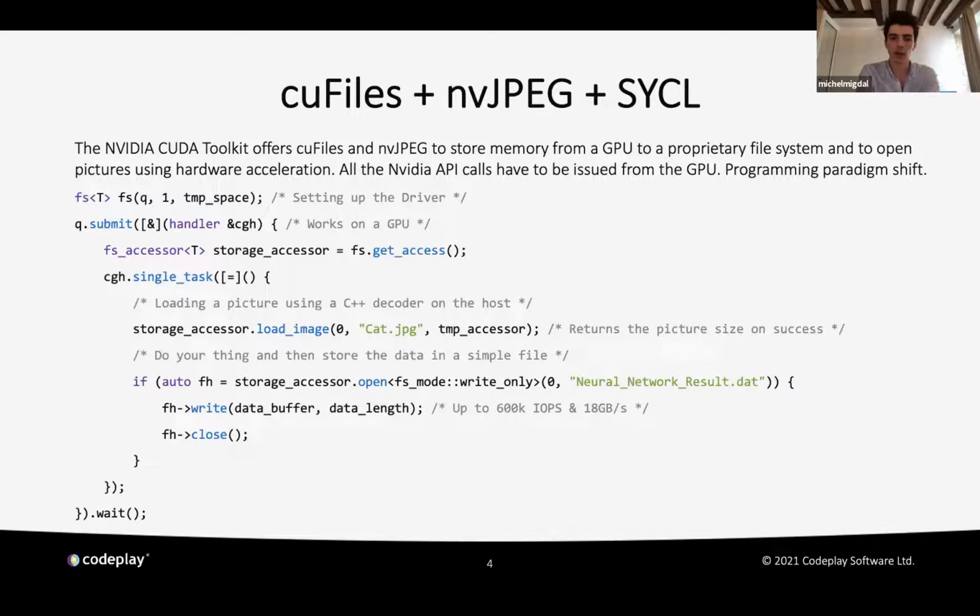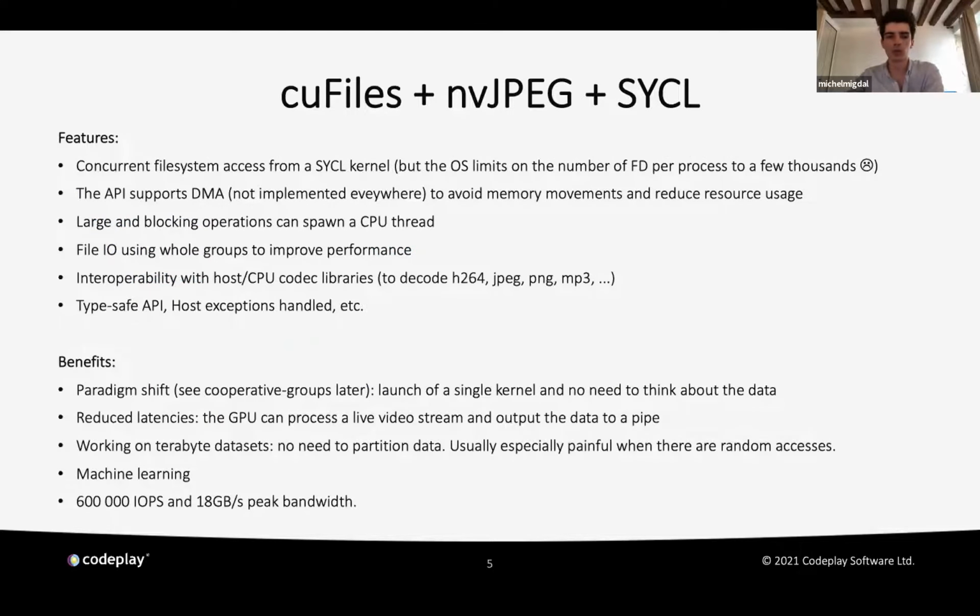And so you can load images, pictures, stream, audio, whatever you want. You can also load binary files. So here you can see that after using the accessor to load the picture, you can store some neural network result if you're doing inference. And this also supports direct storage from the GPU to the host, and you can also bypass a lot of things.